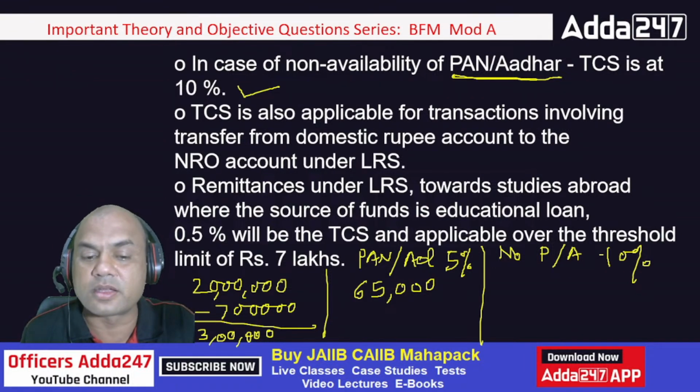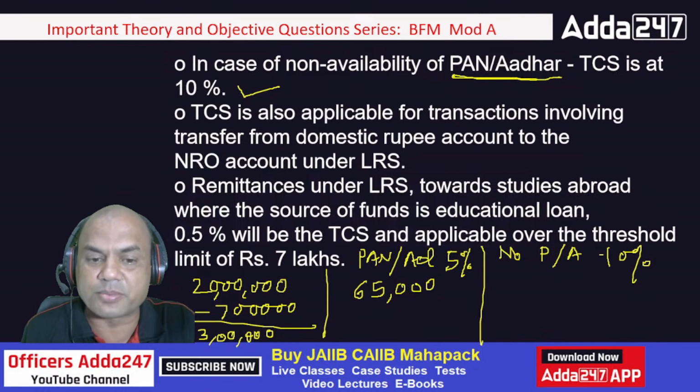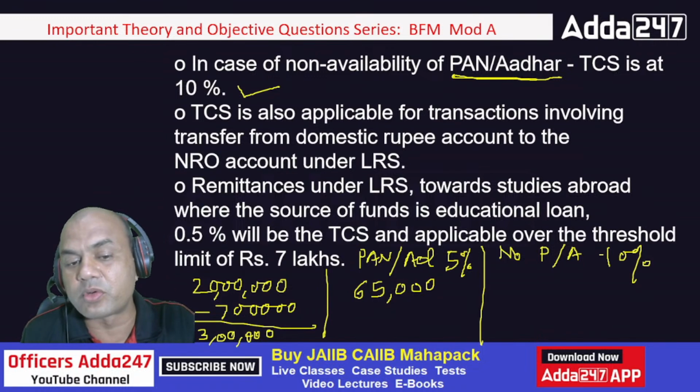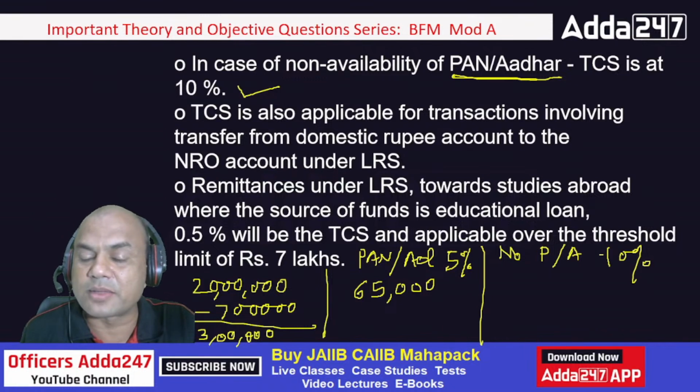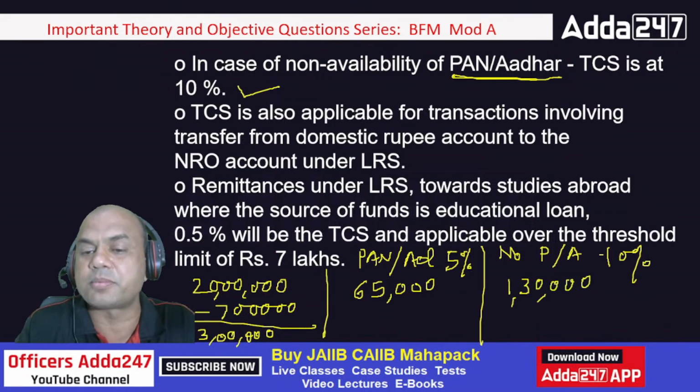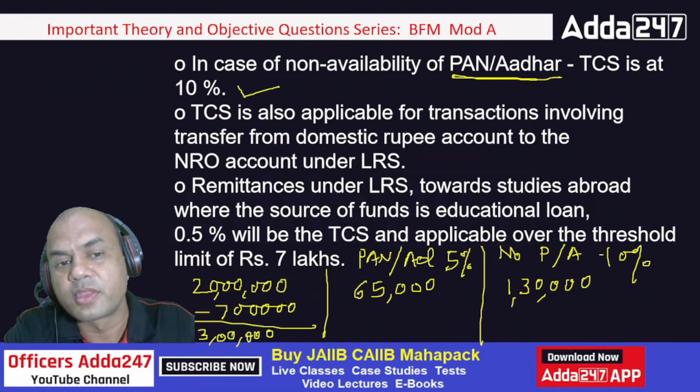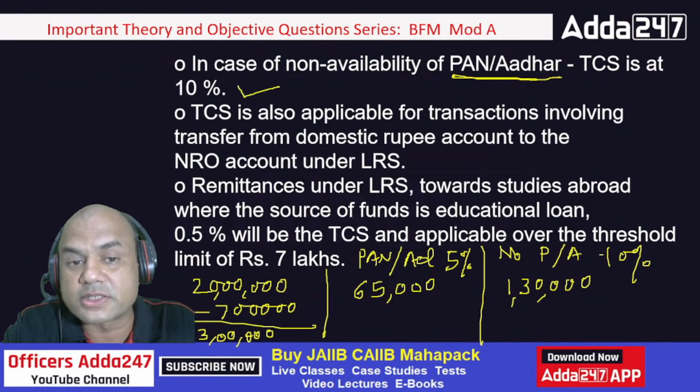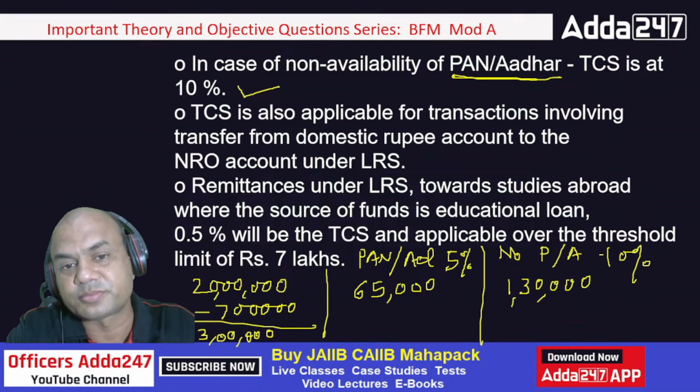So 13 lakhs. Now let's take the second case, 10%. So what will be the amount over here? 13 lakhs, 10%. So it is 1,30,000, double of this. So I'll be paying a tax of 130, 1, 2, 3. Right? Everyone got this answer? Type yes in the comment section. Everyone, if you have got this answer, type yes in the comment section.